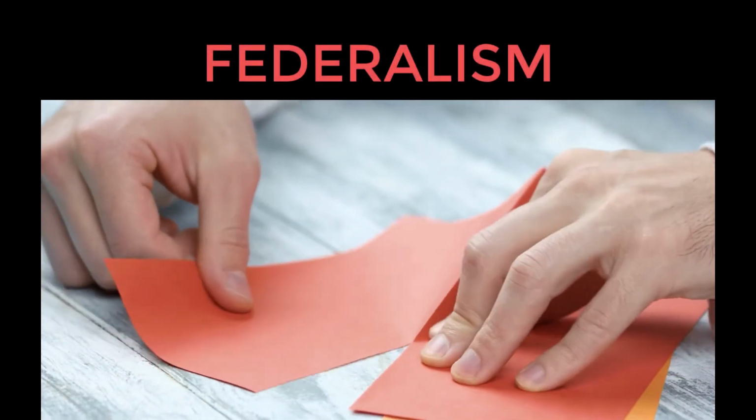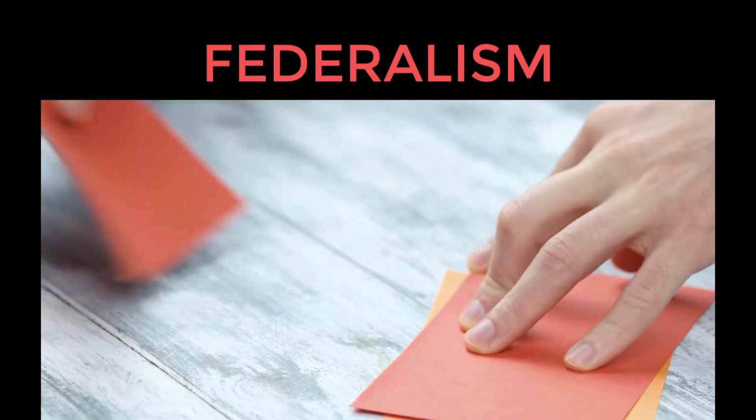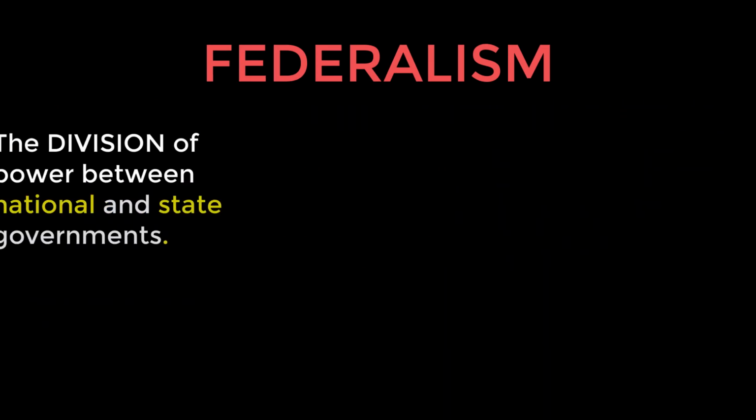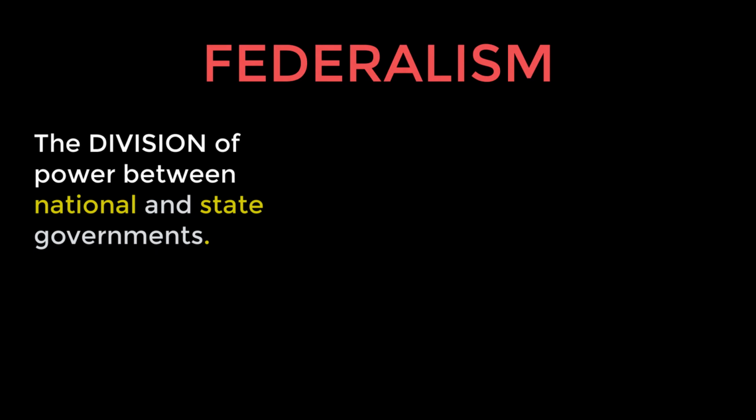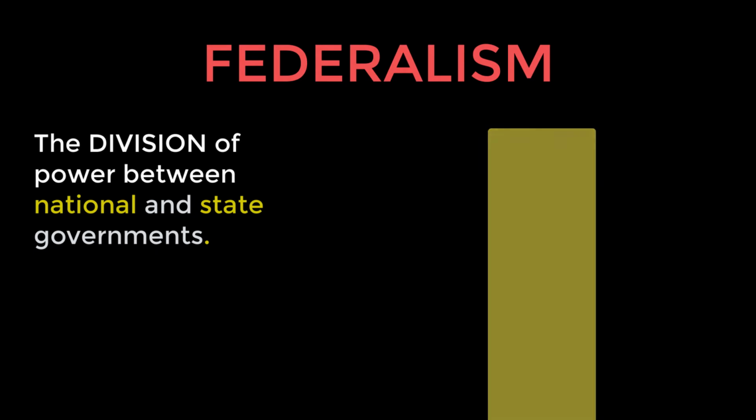Next up, the principle of federalism. Federalism is the division of power between the national and state governments. I like to think of a big F when I consider federalism. Imagine that this bar represents all the powers of the government. In a monarchy or a dictatorship, the federal government would handle all of this, but then there would be no room for states, local governments, or individuals to have any say.